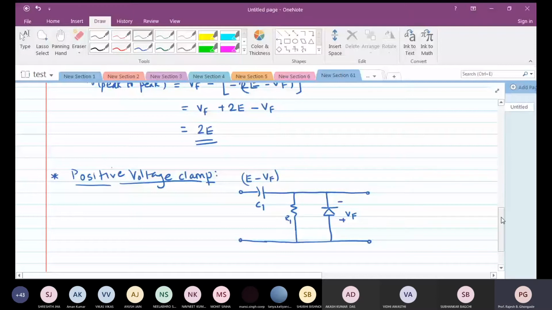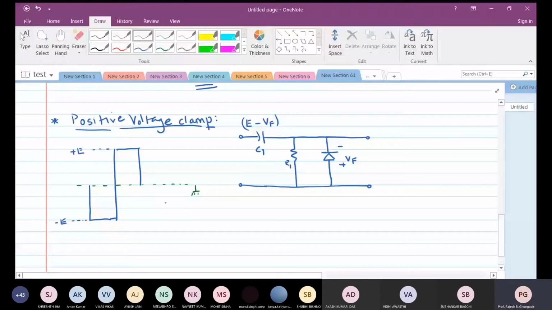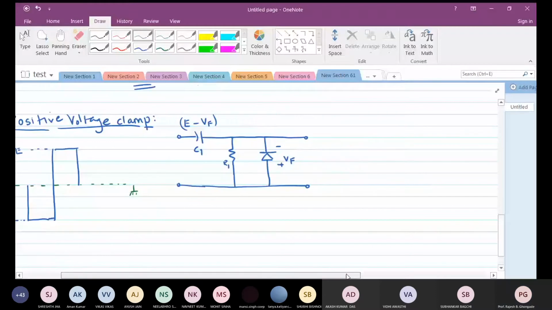Now, while explaining this, we will have to start with a negative half cycle, just for our convenience. This is your input. Again, this is plus E. This is minus E. And now the output should look like what? Let us see that.